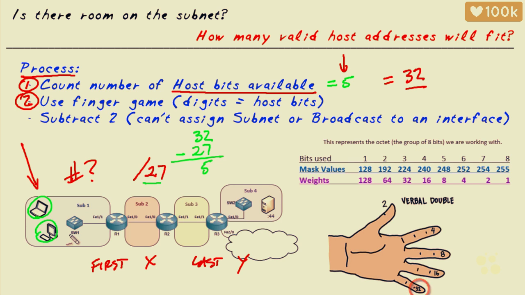Now you might be saying, okay, Keith, what do you mean it's close? This is math, it either works or it doesn't work. Well, it is true that if we have 5 bits, we have 32 different combinations. However, not all of those are valid host addresses.